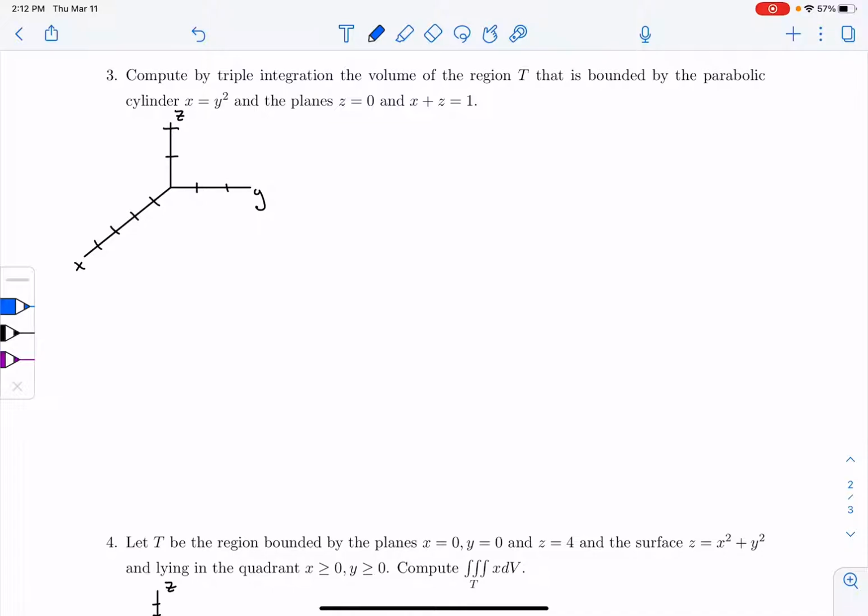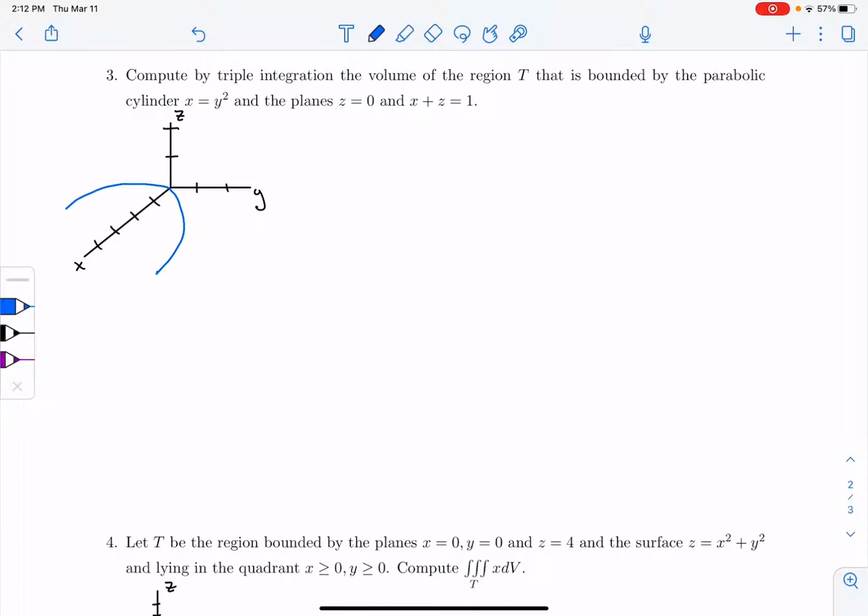So let's begin by figuring out what is the region T. I'm going to start with the parabolic cylinder x equals y squared. In the xy plane, that's just a parabola. So it's going to look something like this. And then we're imagining that that parabola is being extended up and down in the z direction.